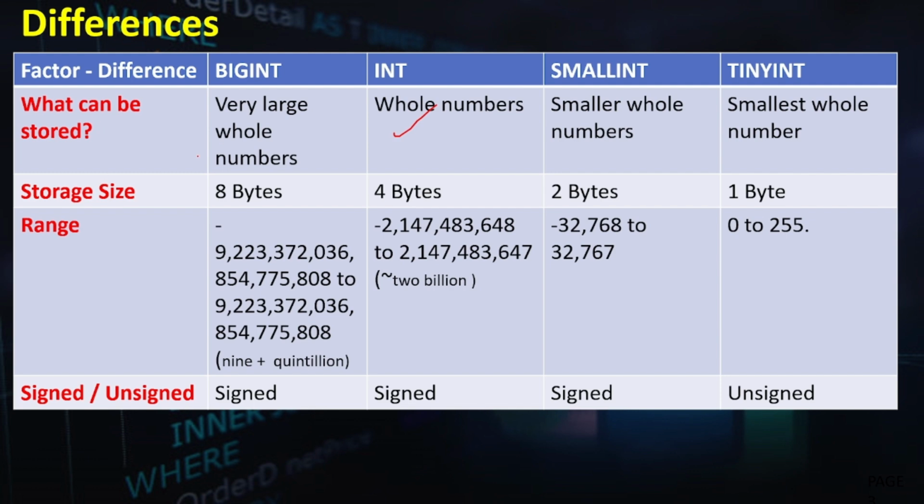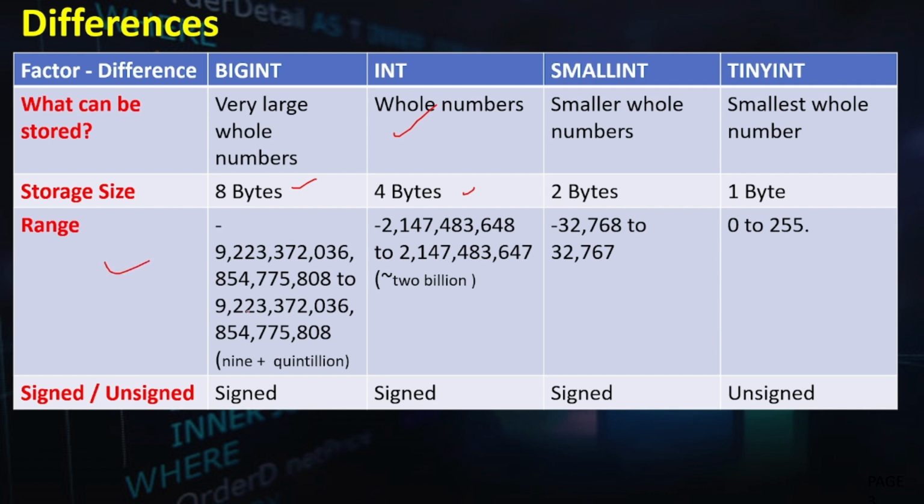Talking about storage size, if you are taking a variable of BigInt type, it takes 8 bytes in the memory. If you are taking integer type, it takes 4 bytes in the memory. Likewise, SmallInt takes 2 bytes and tinyInt 1 byte. This is the range, which is the third factor.